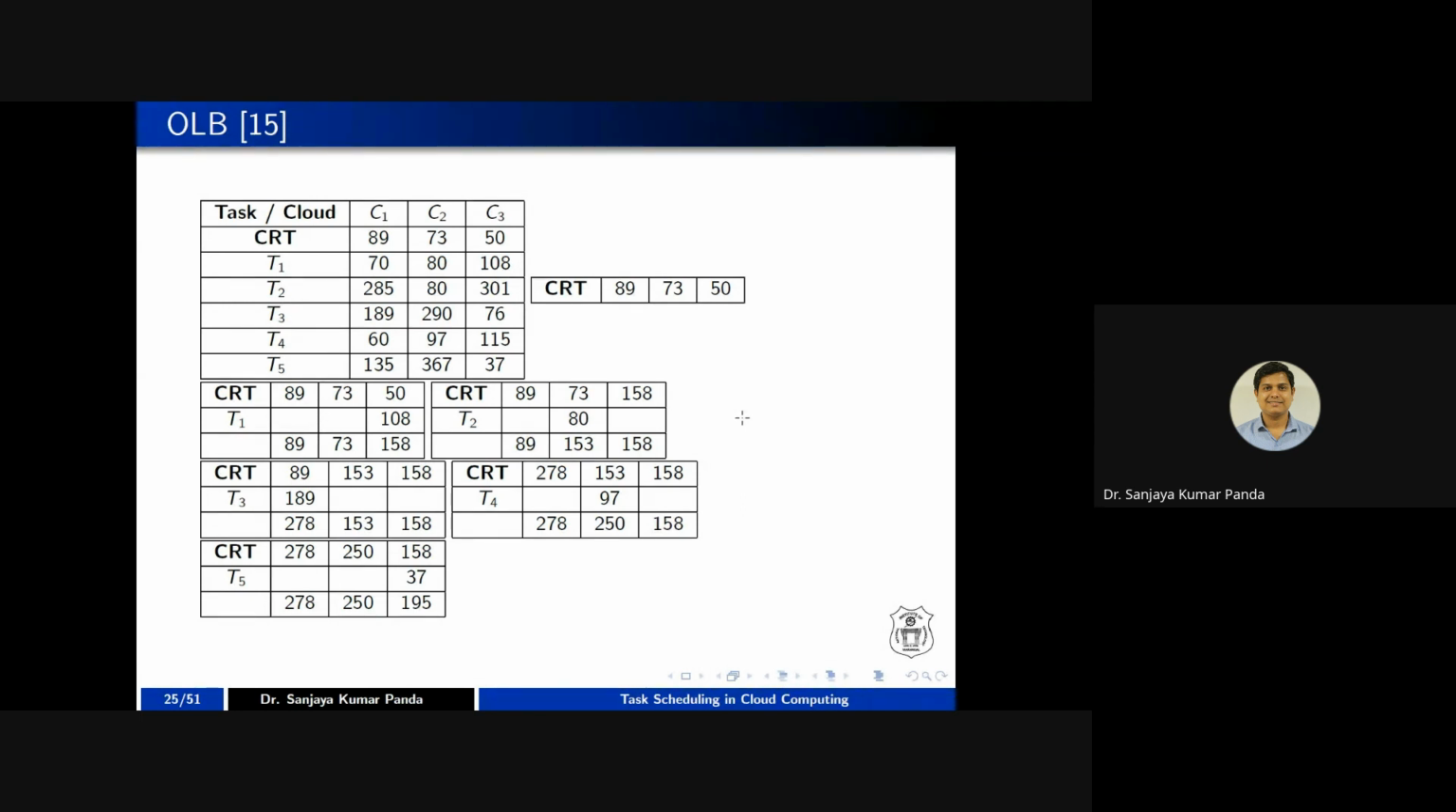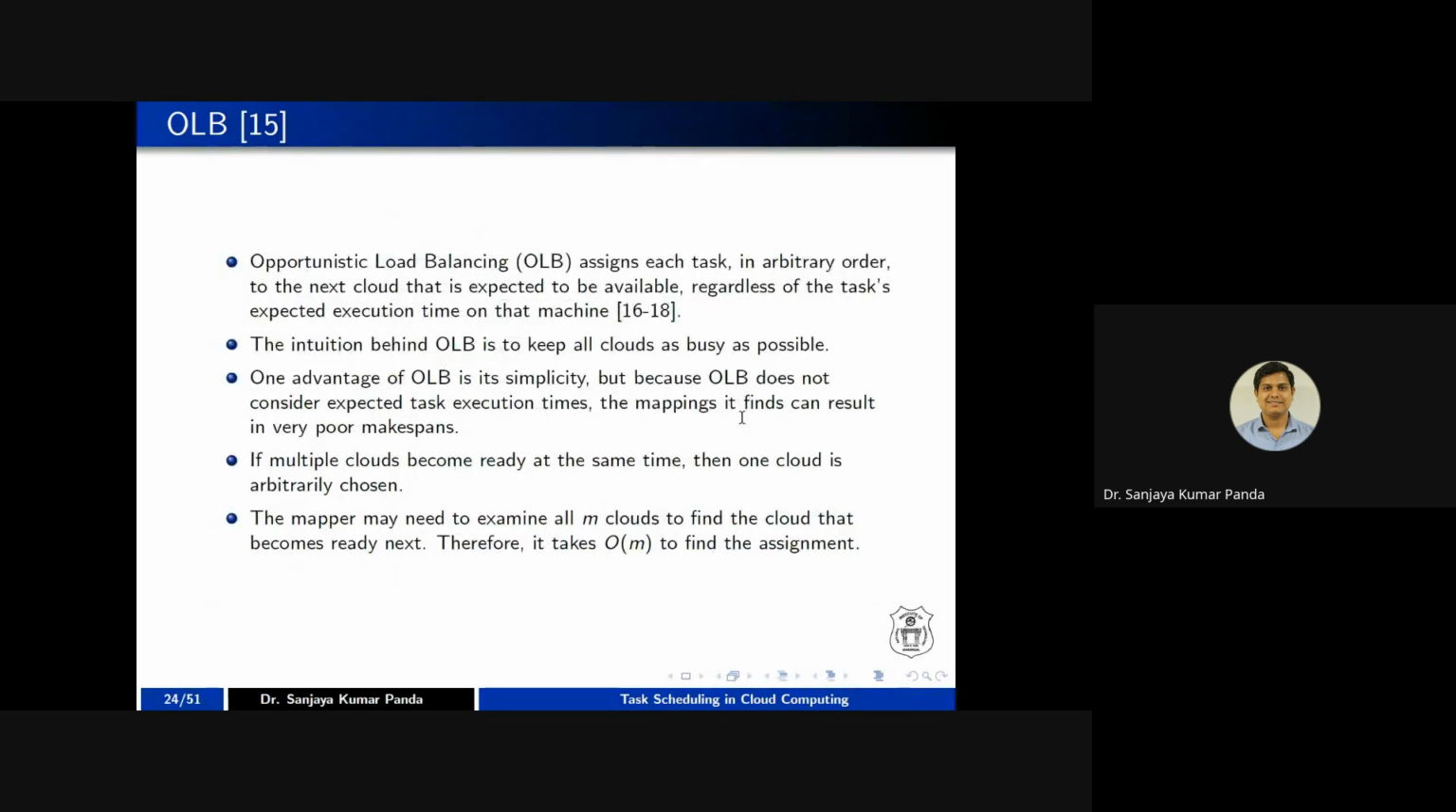What is the comparison here? For each task, anyhow, if you go for complexity, you will find order of m. If there are m machines, because you have to look at each and every machine's ready time, m ready times are there. Unless you scan m machines, it is not possible to determine which one is minimum. Right or not? So the complexity required to assign a particular task is order of m.